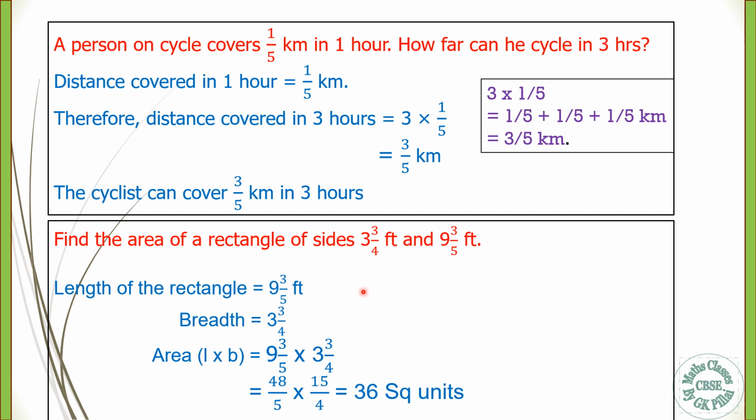Find the area of a rectangle of sides 3 by 4 feet and 9 3 by 5 feet. So this will be the length and this will be the breadth. So the length of the rectangle will be 9 3 by 5 feet and the breadth 3 by 4, and the area will be L into B. You will multiply these two. First we have to change it into an improper fraction. 9 5s are 45 plus 3, 48 upon 5 and 3 by 4 this one will be there. And you can cancel out 5 and 15. You will get 3. 4 and 48 when you cancel you will get 12. 12 3s are 36 square units. You have to cancel.